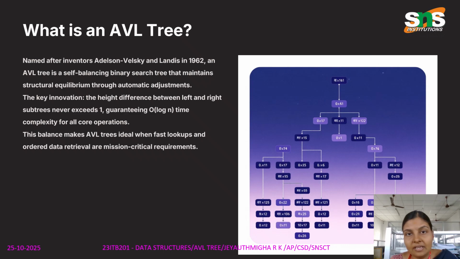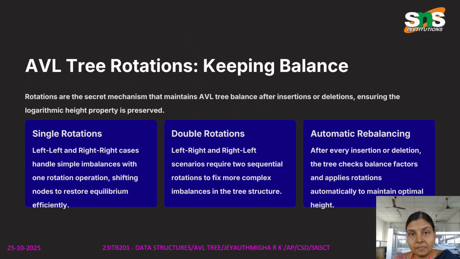Named after an AVL tree is a self-balancing binary search tree that maintains structural equilibrium through automatic adjustments. The key innovation is that the height difference between left and right subtrees never exceeds 1, guaranteeing order of log n time complexity for all core operations. This balance makes AVL trees ideal when fast lookups and ordered data retrieval are mission-critical requirements.